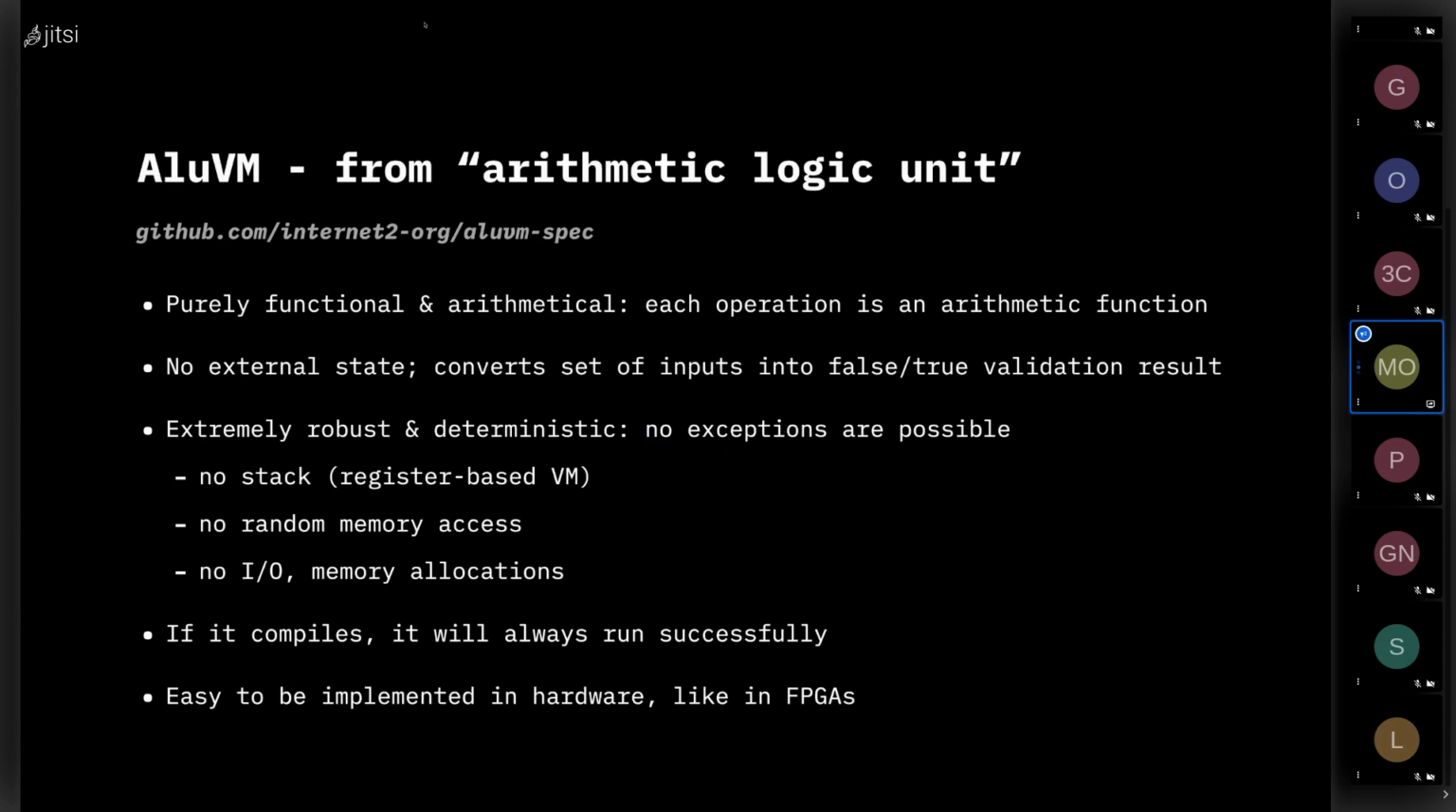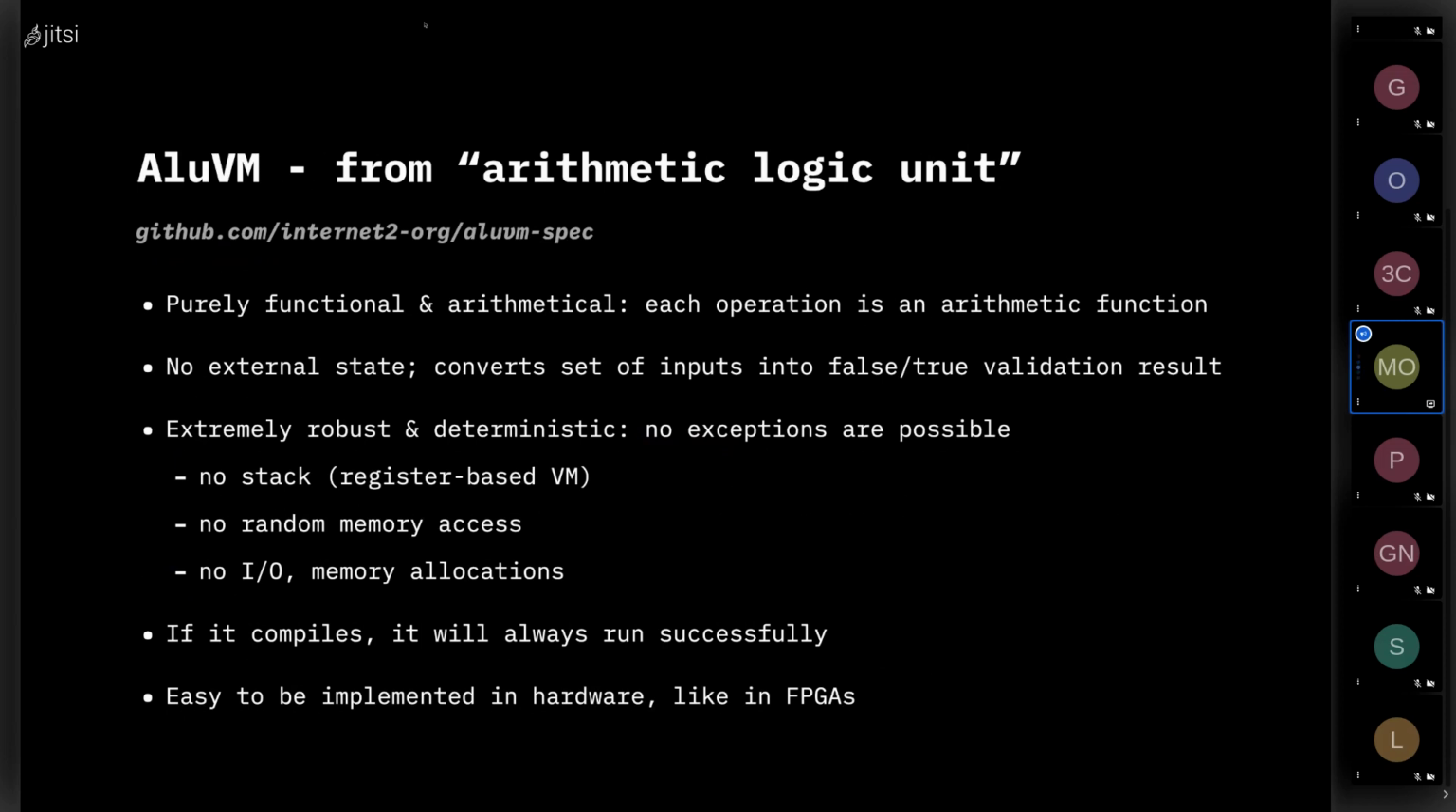This set of requirements I defined as our future hypothetical virtual machine called AluVM, an abbreviation coming from Arithmetic Logic Unit. Why this abbreviation? Because basically this virtual machine is not that sort of virtual machine like EVM. It implements its own arithmetical processor, doing nothing other than arithmetics. And it's purely functional in both computer science and mathematical ways. So basically, all operations are functions on inputs producing some deterministic output, and these operations are arithmetical.